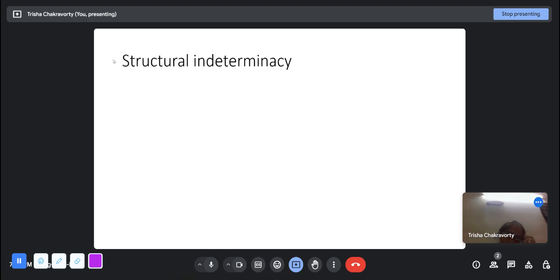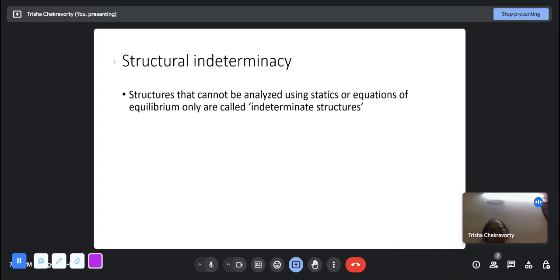Now we just have a brief overview of structural indeterminacy. Structures that cannot be analyzed using statics or equations of equilibrium only are called indeterminate structures. They need some other material properties to be solved, because we need some additional equations. We have more unknowns than equations, so we will need some additional conditions to be imposed to get a unique solution, and those we derive from material properties.